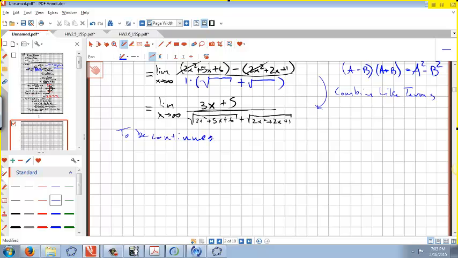Let's look at a simpler version of this. Let's look at the limit as x goes to infinity of, let's say, 5x squared plus 2 divided by 10x squared minus, well, 6x plus 7. It doesn't even matter.